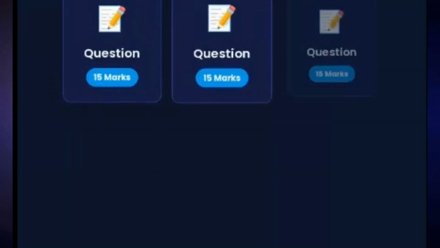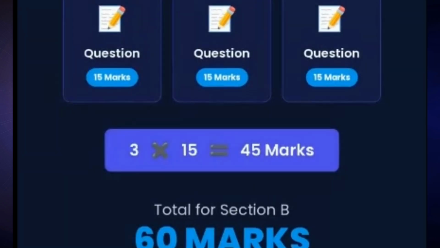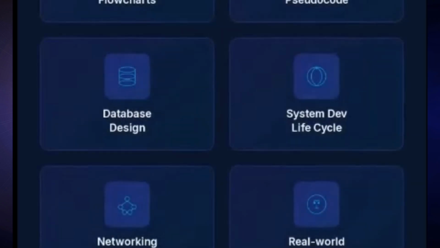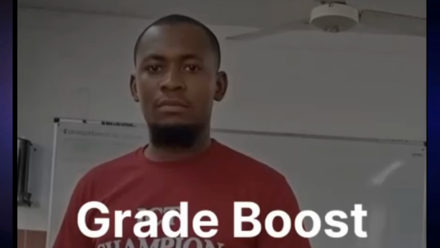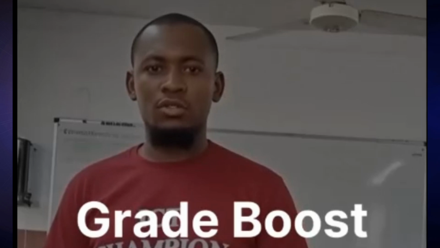As a quick reminder from the instructions, question 16 is compulsory. Then you choose any 3 from the remaining questions. That's another 45 marks. Total for Section B, 60 marks. These questions usually test your ability to apply concepts. Think flowcharts, pseudocode, database design, system development lifecycle, networking scenarios, and real-world problem solving. They carry more weight, so mastering them can really boost your overall grade.